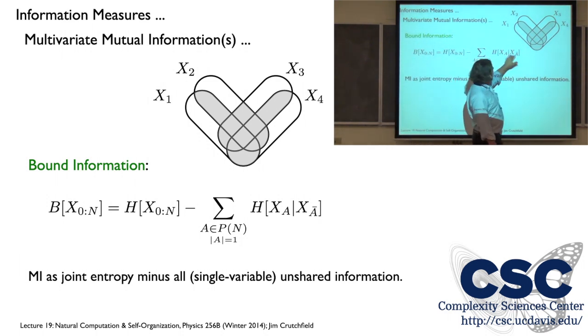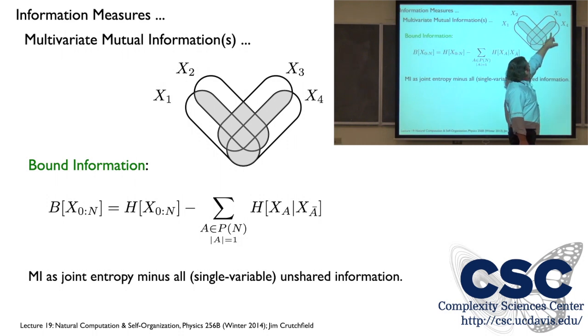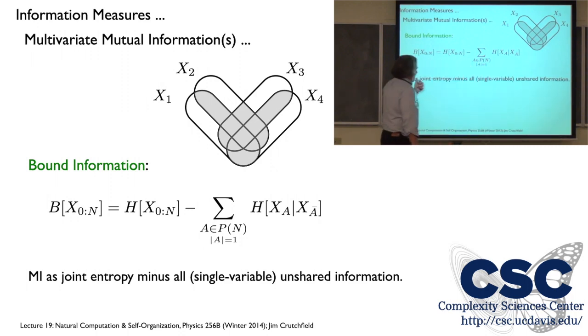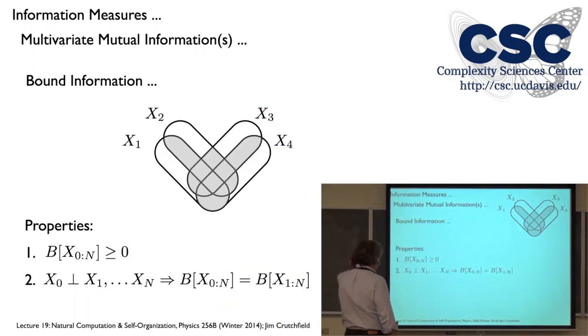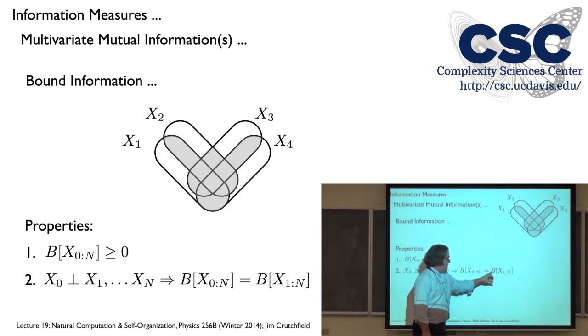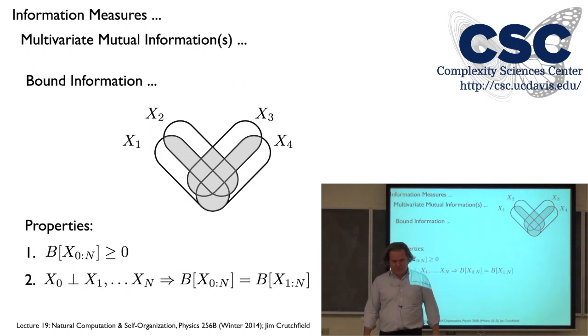So in the temporal setting, we call this the bound information. So joint entropy minus all the information X4 generates on its own that is not correlated with the other variables, all the information X3 generates that is not correlated with the other variables, and so on. It's also positive. That's nice, and it also has the same property that if a given random variable is independent of all the others, then it doesn't change. This quantity, in some sense, doesn't participate.